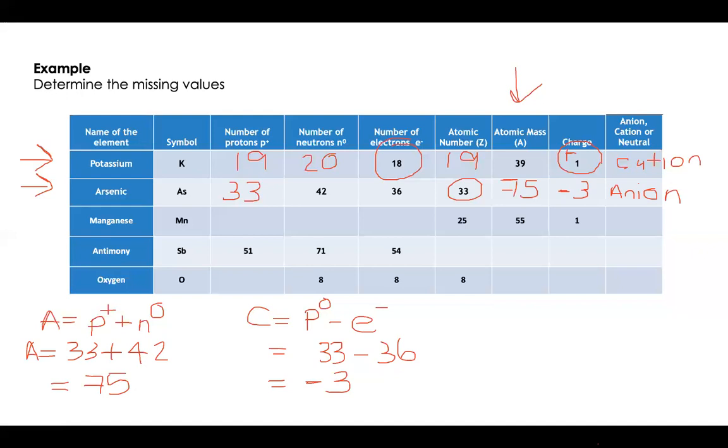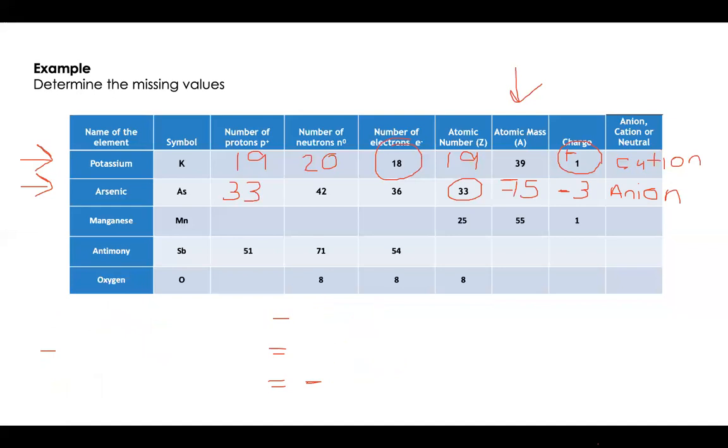Let's make the next one. Let me just erase this. Okay, the element that we have is manganese. The information that we have is the symbol, we have the atomic number, we have the atomic mass, and we have the charge, okay? So let's start with the information that we already have.